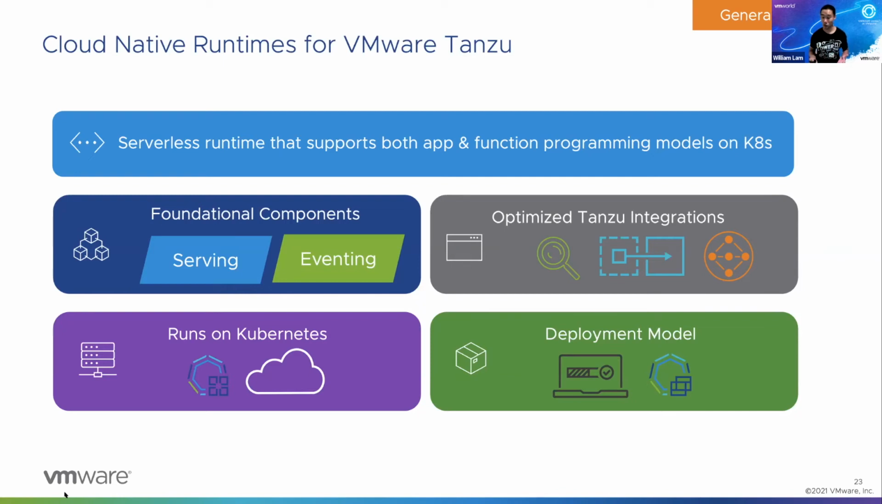But CNR is generally available, got announced a couple months back, and it easily integrates with various Tanzu integrations, so things like Tanzu Observability, some of our build services, right? As you think about building your end-to-end code pipelines, it is Kubernetes underneath the hood. And so this can run on our TKG cluster, as well as any public cloud that supports Kubernetes. And then from a deployment model, you can either download the deliverables and deploy this, or you can deploy this through Tanzu Mission Control. So this is something that's generally available.